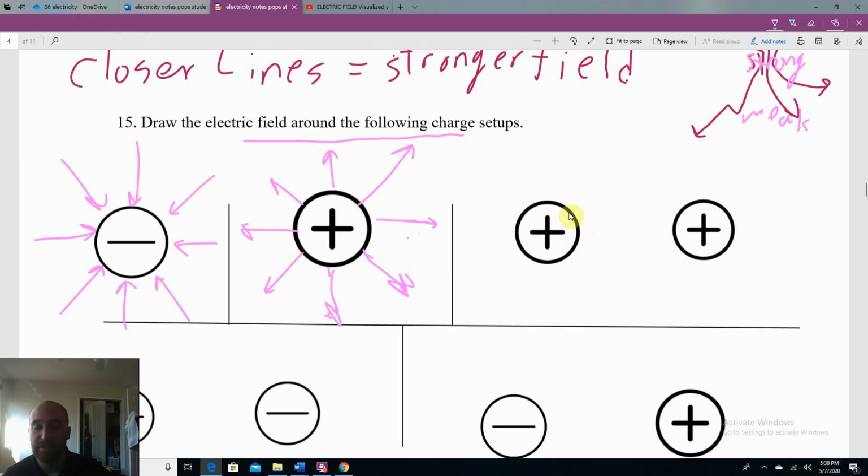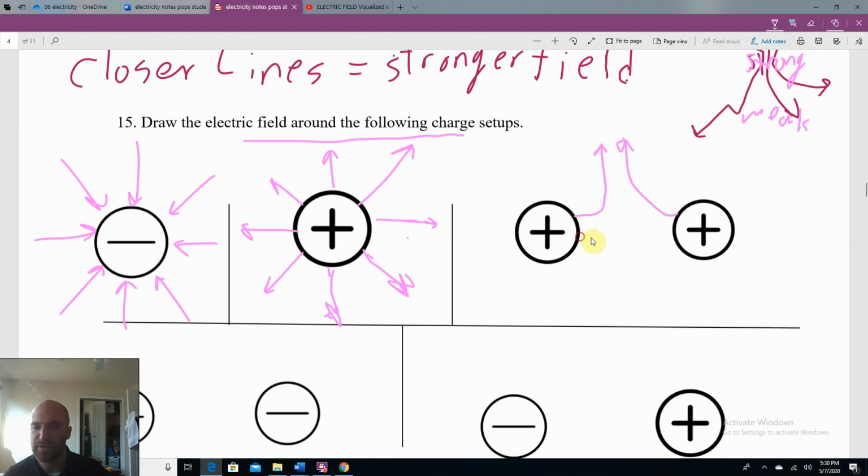So, two positives. Now, it seems like the lines should just come outwards, right? Outwards, outwards, but the problem is then they cross, and that's not good. It's not exactly what happens. What actually happens is they come out of positive, and since they can't cross, they bend away from each other in something that looks like this.